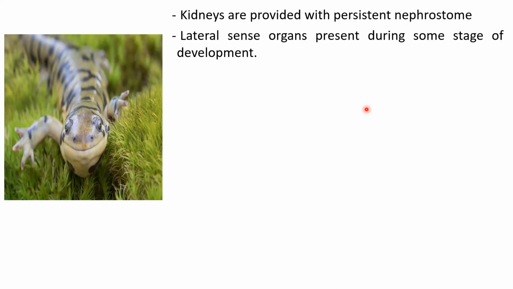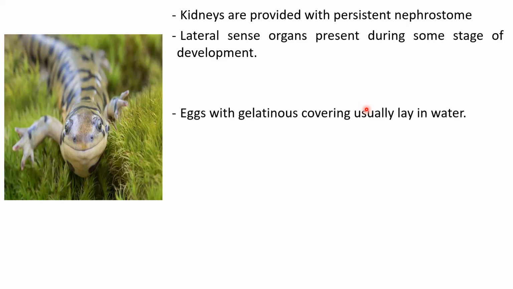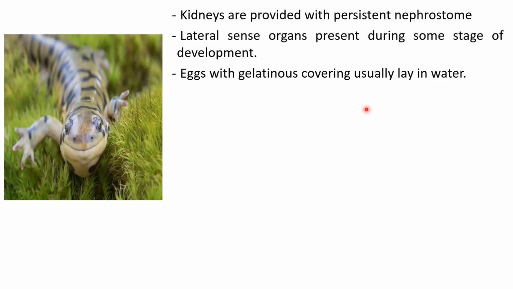So it is noted that in the amphibians, the kidneys are provided with persistent nephrostome. Then it is also noted that the lateral sense organs, just like in the fishes, are present during some developmental stages of the amphibians, the lateral sense organs which detect the senses. Then eggs with gelatinous covering are usually laid in water.